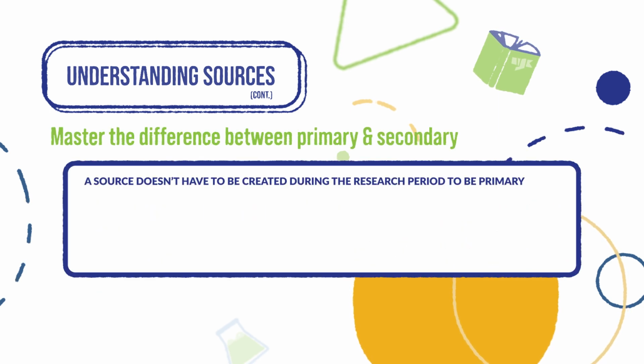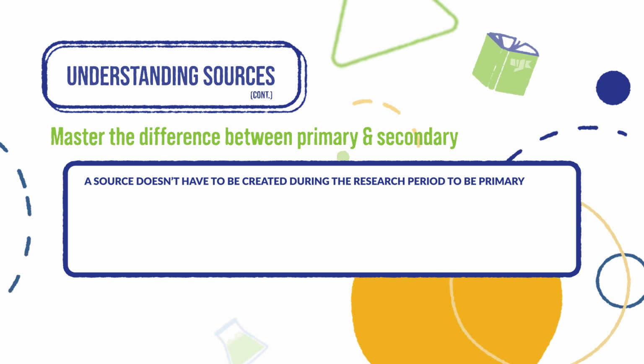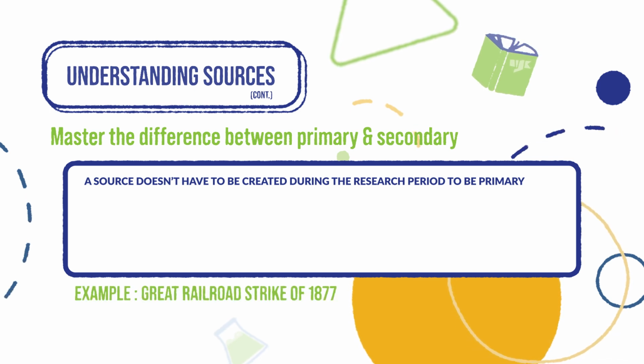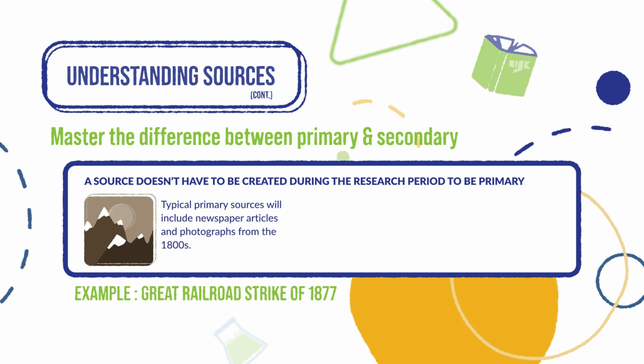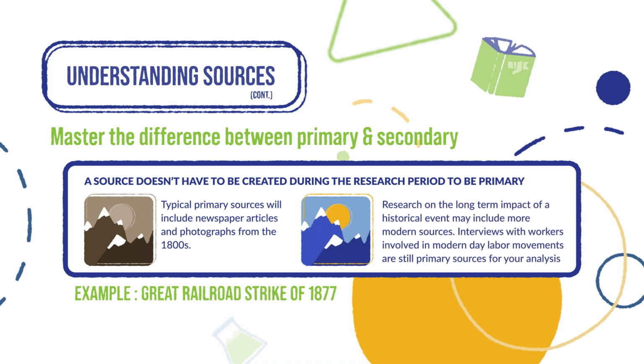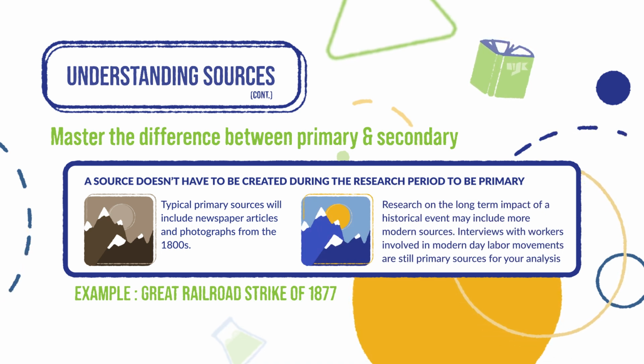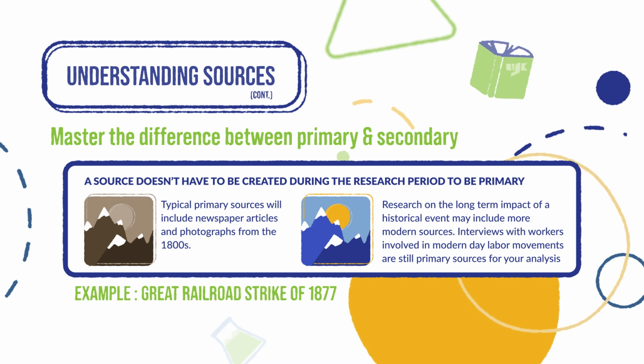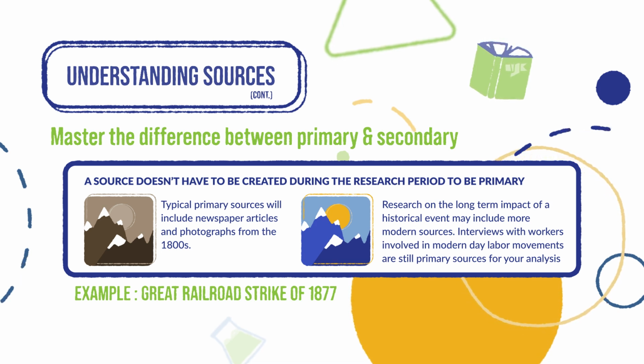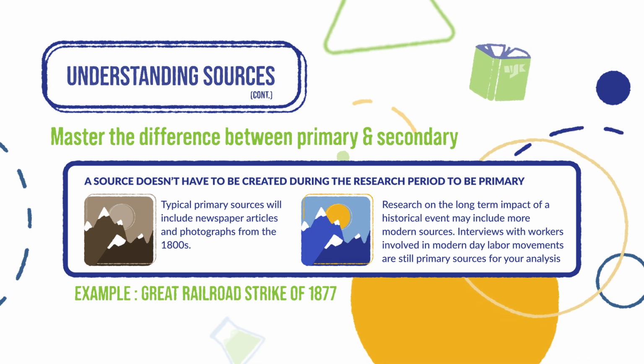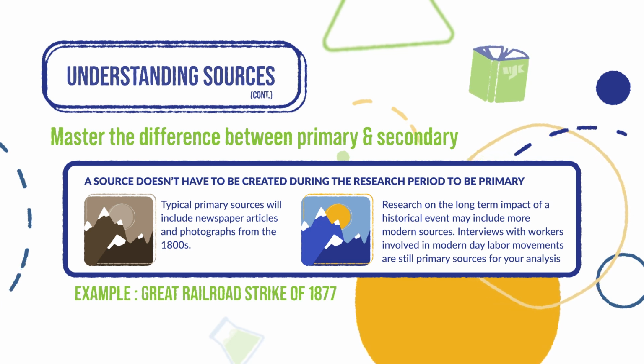A primary source can still be primary even if it was created later than the event that we're looking at. For example, if I'm researching the Great Railroad Strike of 1877, I'm primarily going to be using photographs and newspaper articles from the late 1800s. However, I might want to look at the long-term impact of the railroad strike by looking at modern-day railroad strikes and labor movements. So an interview with someone who was working on a labor movement today would still be a primary source. This is because this focuses on that person's experience.